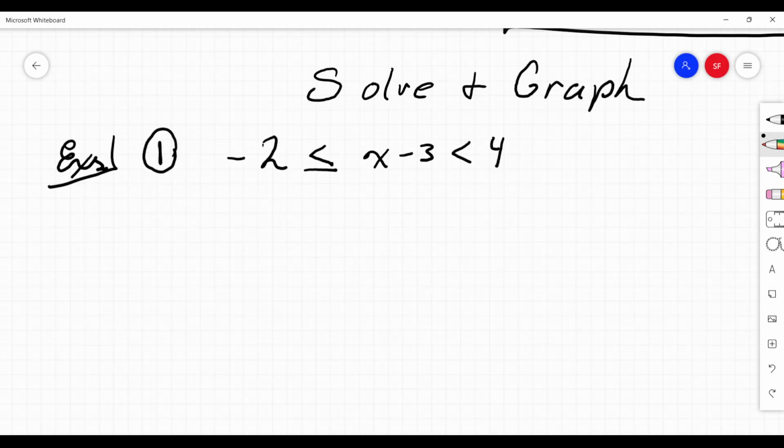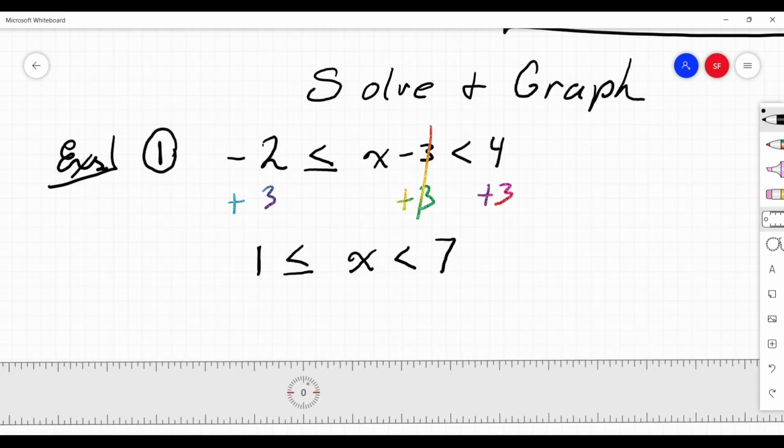So what's attached to the x? The -3. How do we get rid of that? Add 3. So we're going to add 3, but instead of adding it to both sides, we're going to add it to all three sides. So +3, and +3, and +3. Those cancel. So what's -2 plus 3? +1. So +1 is less than or equal to x is less than 7.